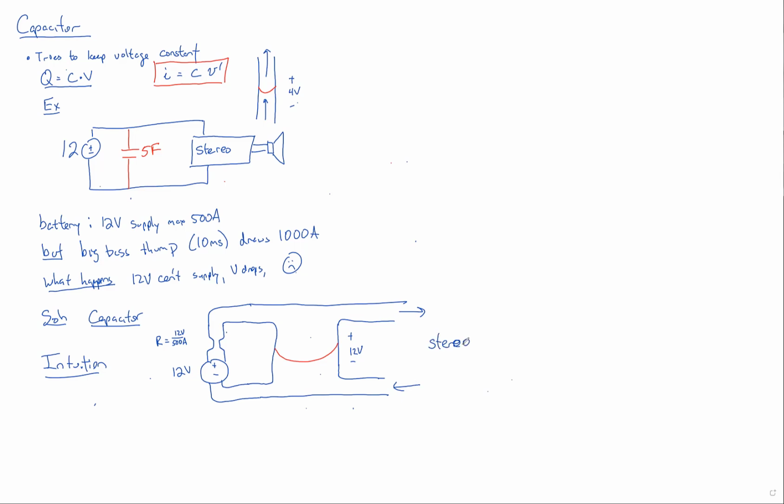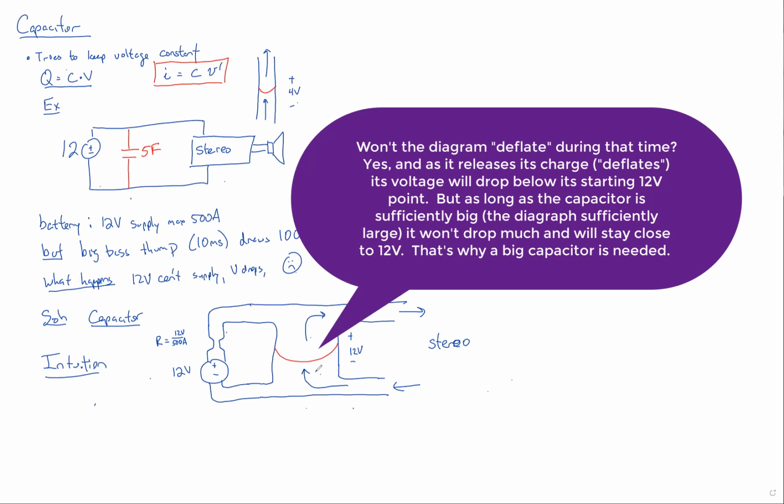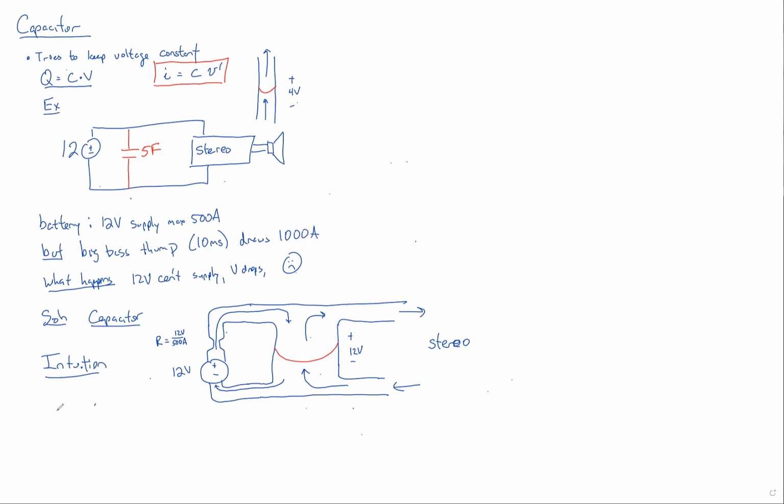Now, what happens is that when the stereo asks for 1 kiloamp, the 12 volt source can't supply it because this little restriction will limit it. But this huge capacitor is charged up to 12 volts, and it can definitely, easily supply it for that short period of 10 milliseconds. And then once that bass thump is over, this capacitor can recharge through here, and it can repeat. So here's the math.